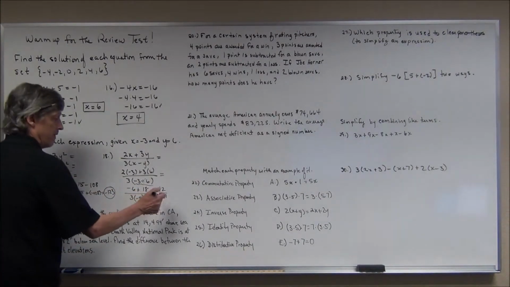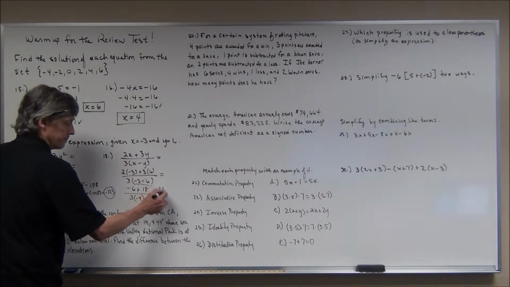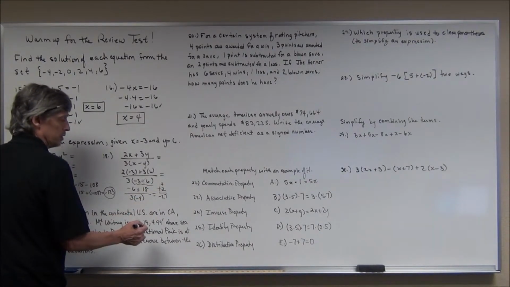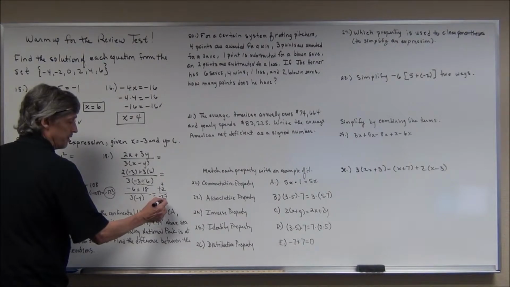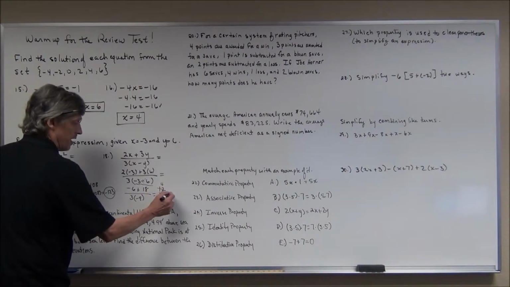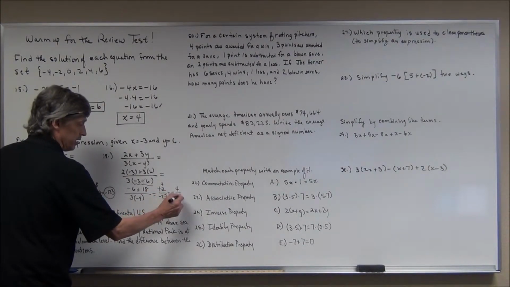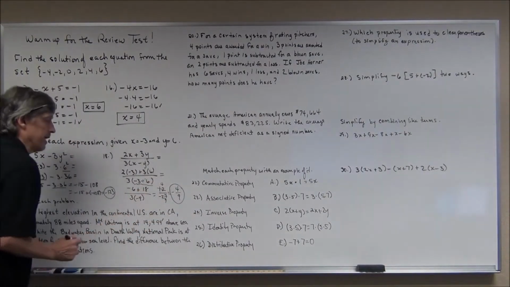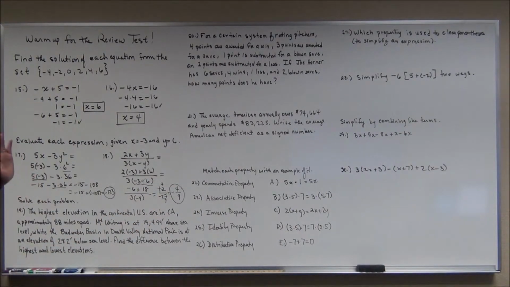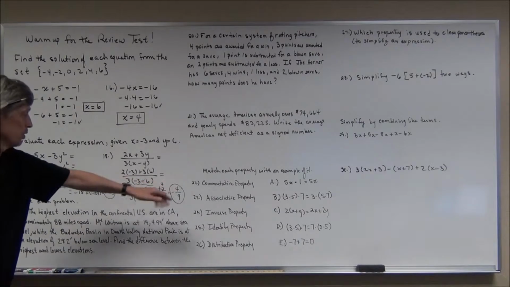But I noticed that I could divide top and bottom by 3. 3 goes into 12 4 times, 3 goes into 27 9 times. So I have 4 over -9, or -4 ninths. It just looks nicer if you put the negative out in front. If you have to have it in either the numerator or the denominator, it's probably more traditional to put it in the numerator.